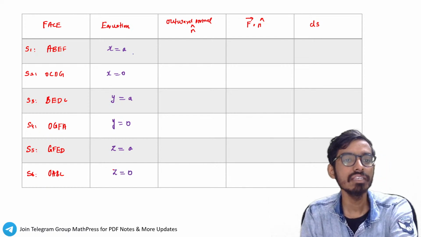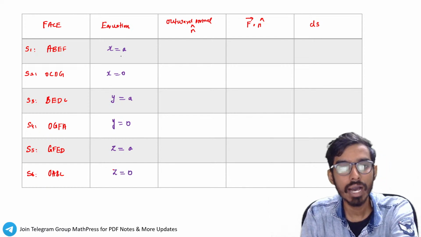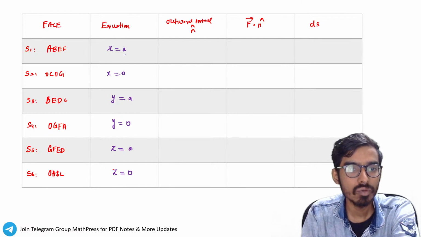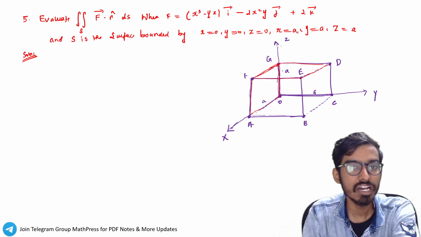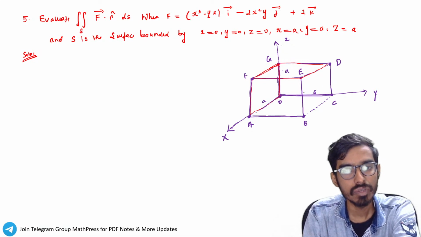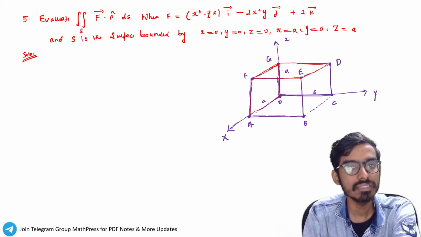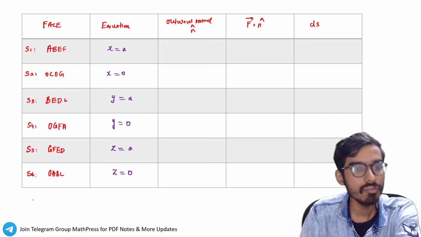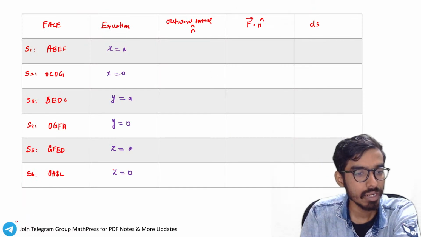See, these two columns are not going to change for any problem whenever you have a cube. The only thing that you're going to change is here: suppose instead of a, if they give some numbers, you have to put that number instead of a. So you can see here this plane is perpendicular to y at a distance of a because it is bounded by y is equal to a. Suppose if they give y is equal to 5, then this equation will be y is equal to 5. Clear? Okay. Now you need to find the outward normal n cap.